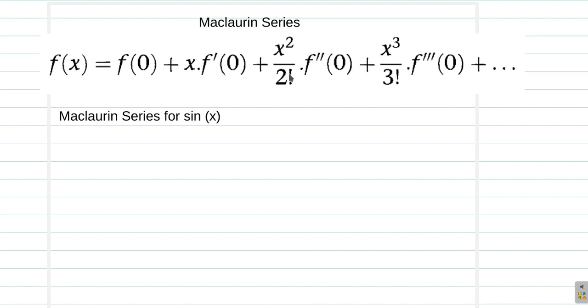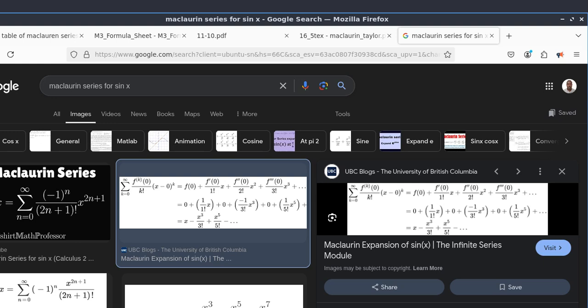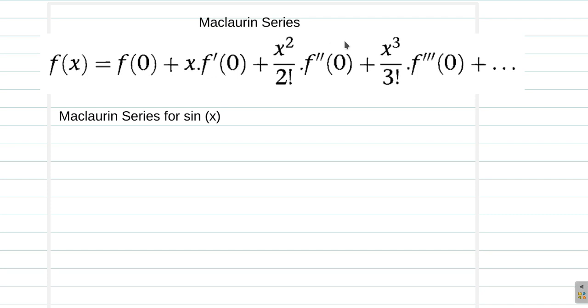Alright? Now, I looked online for the Maclaurin series for sine x. Let's see what I found. I found this. It's x minus x cubed over 3 factorial plus x to the 5 over 5 factorial minus, and so on and so forth. So let's write it down.